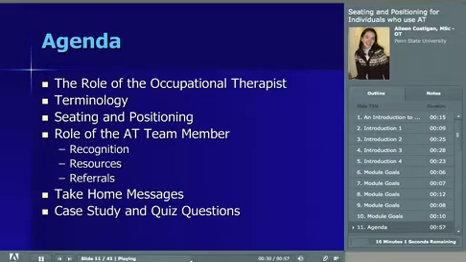Next, we'll examine seating and positioning and its importance to individuals who use assistive technology, before diving into the related role of the assistive technology team member, characterized by the 3 R's: recognition, resources, and referrals, each of which we will discuss in more detail. We'll then wrap up with some take-home messages, followed by a case study and some quiz questions that you can use to test out what you've learned.